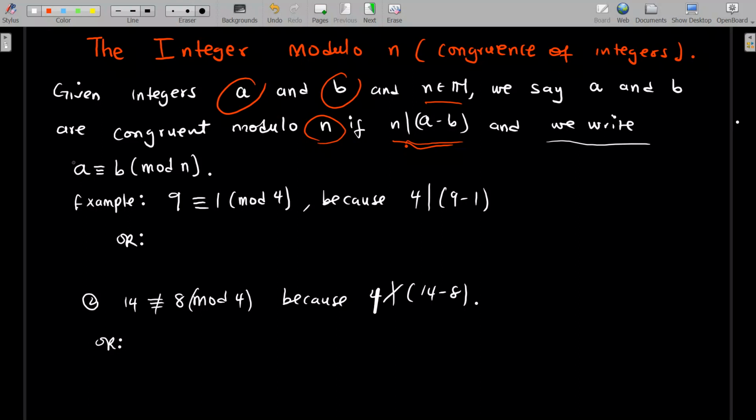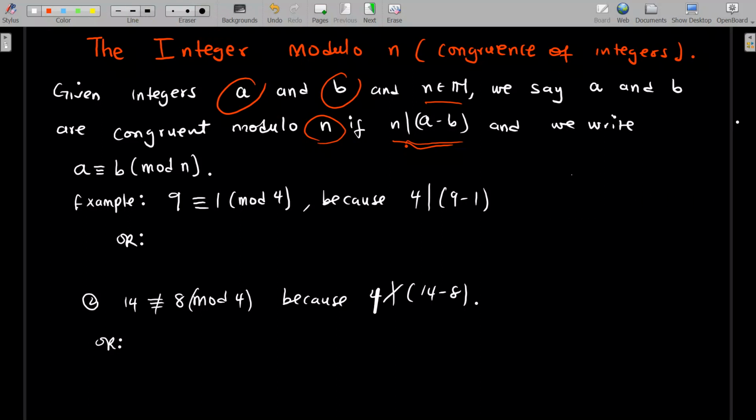An example: when we say that, we can write it as a is congruent to b modulo n. So with this example, 9 is congruent to 1 mod 4, because 4 divides 9 minus 1. 4 divides 8, and it's true because 8 can be written as 4 multiplying some integer, which is 2. So these things work.